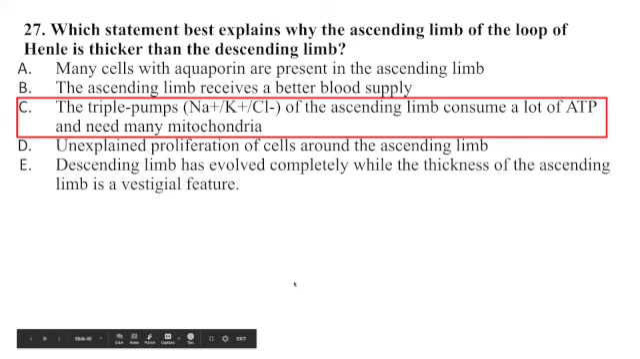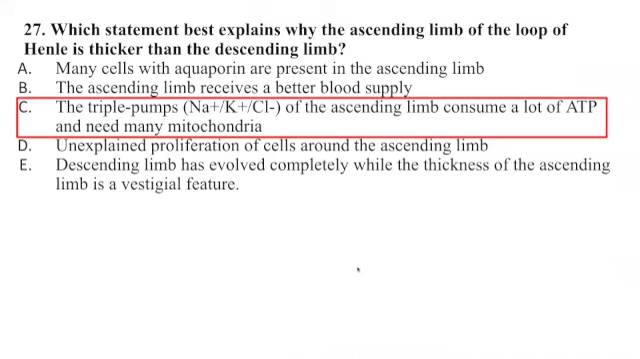27, which statement best explains why the ascending limb of the loop of Henle is thicker than the descending limb? So in this one, you have to remember that the ascending loop of Henle contains the triple symporter, which is the most active pump in the kidney nephron. So ions are charged particles, and energy in the form of ATP is needed to carry them across the membrane.